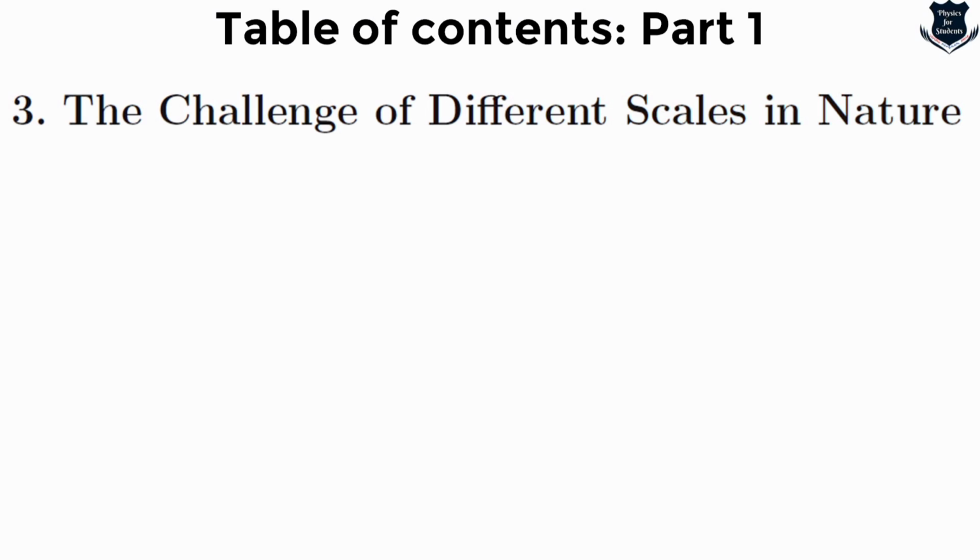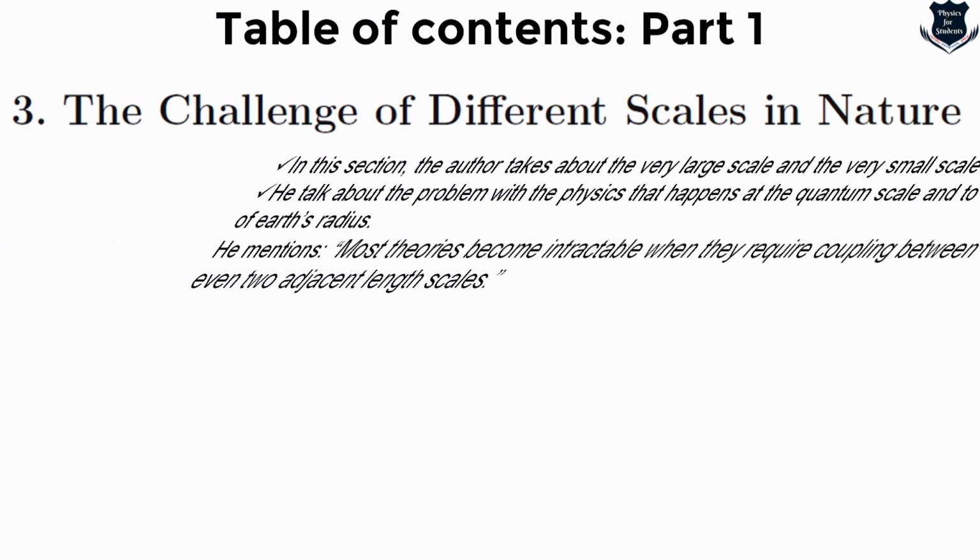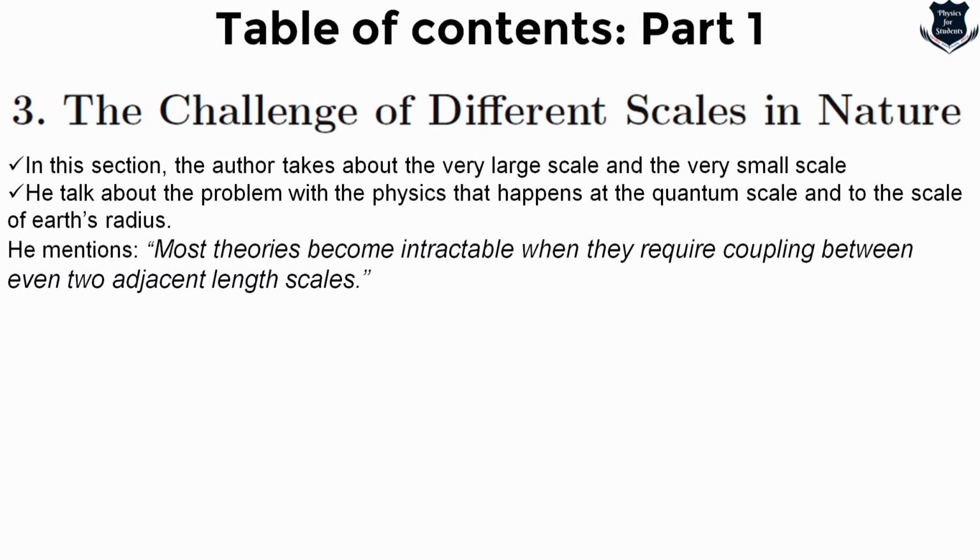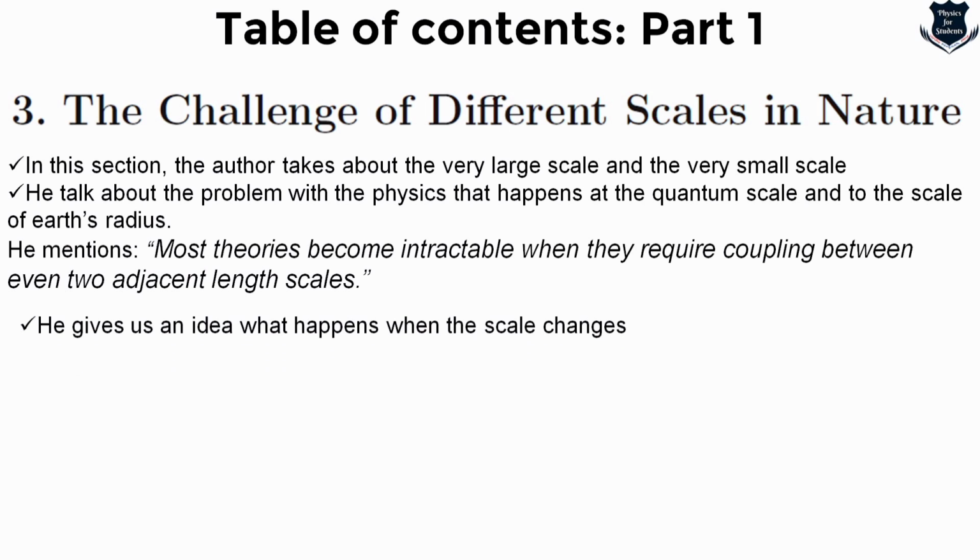Now we come to the third important point. Remember, this is the table of contents of part 1. That means what happens when the challenge arises at different scales in nature. This is very important. The author takes up the very large scale and the very small scale, and he talks about the problem with physics when we move from a quantum scale to a scale as big as the Earth's radius. And here he mentions most theories become intractable when they require coupling between even two adjacent length scales.